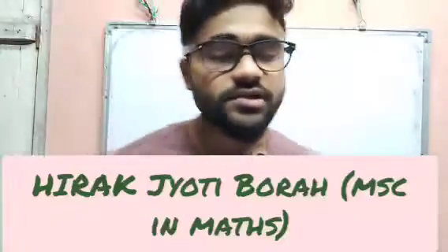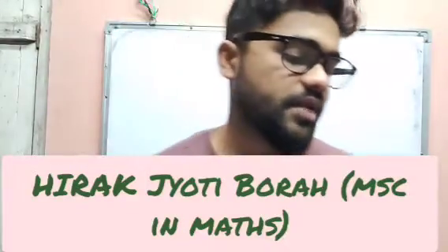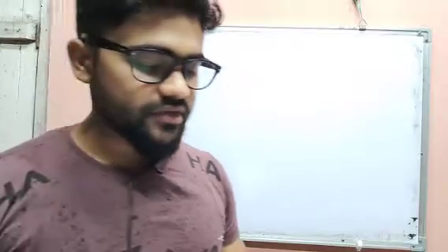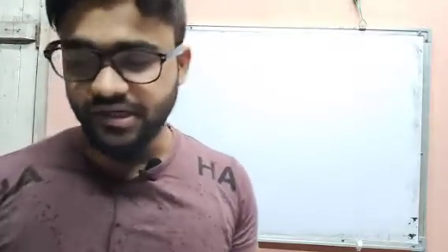Students, last class we discussed the parallelogram and how to prove that a quadrilateral is a parallelogram. Today we are going to discuss the midpoint theorem, which is also related to the triangle and parallelogram. According to this theorem, what is given? The line segment joining the midpoints of two sides of a triangle is parallel to the third side.